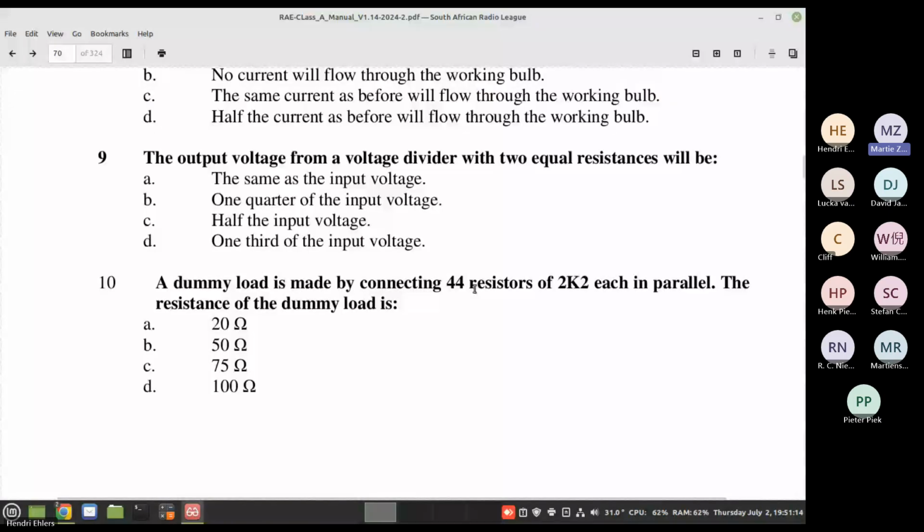If you go to question 10, I've never asked this question before and I only thought of it now. What would happen if I use a 75 ohm dummy load instead of the usual norm of 50? Let me unmute myself.